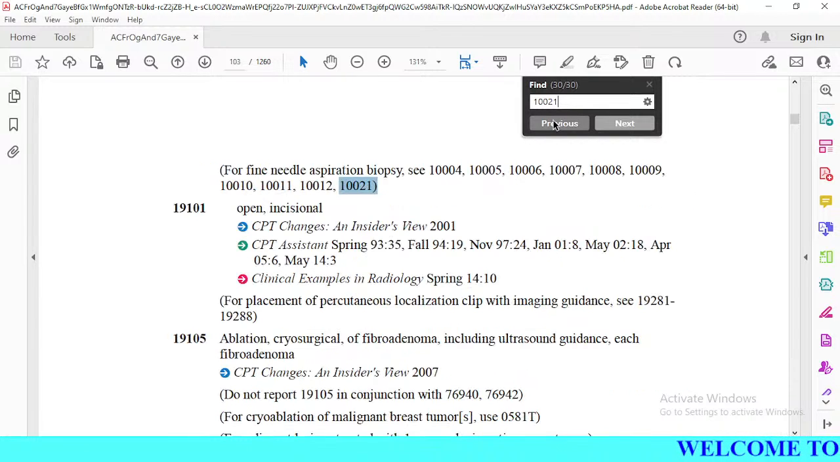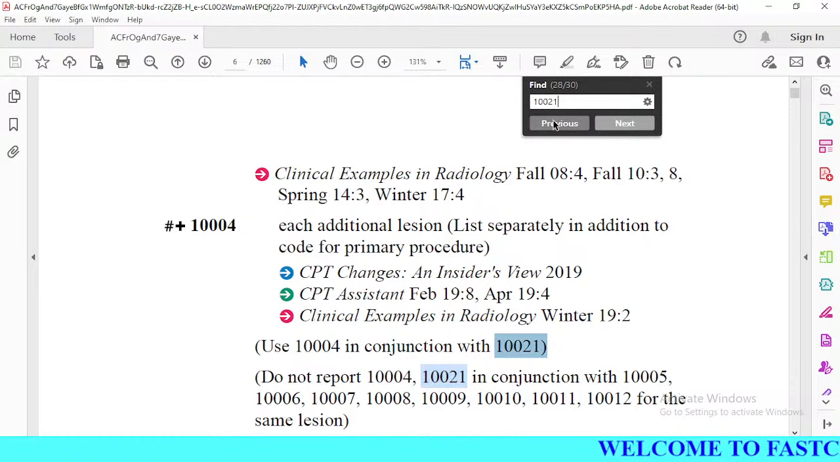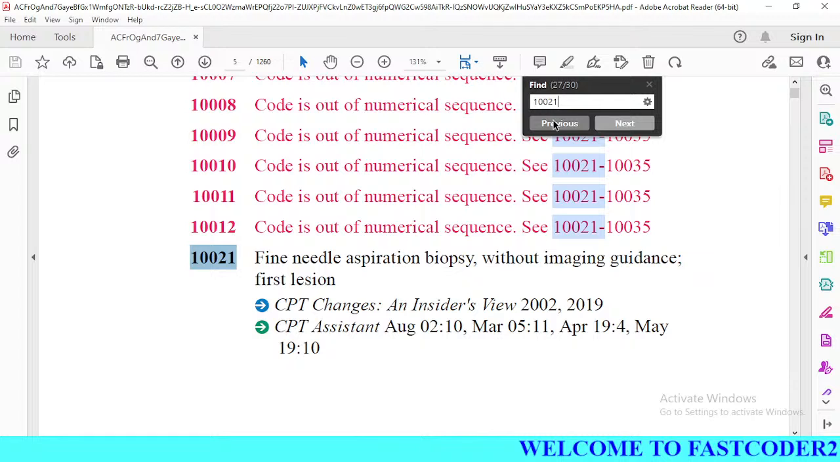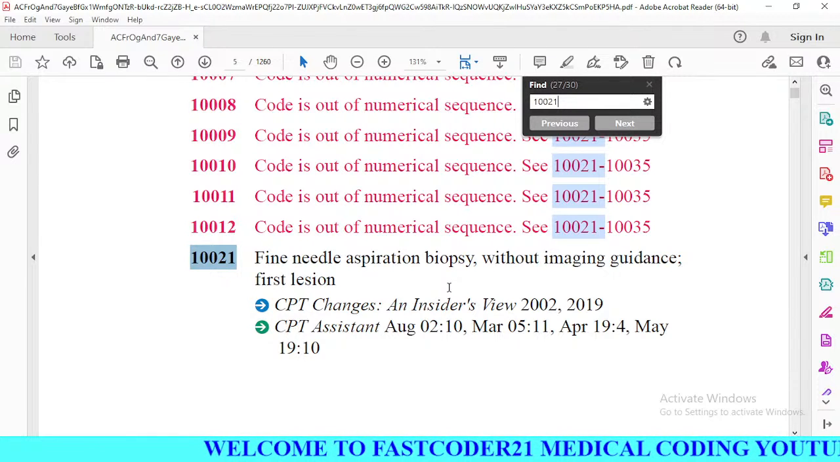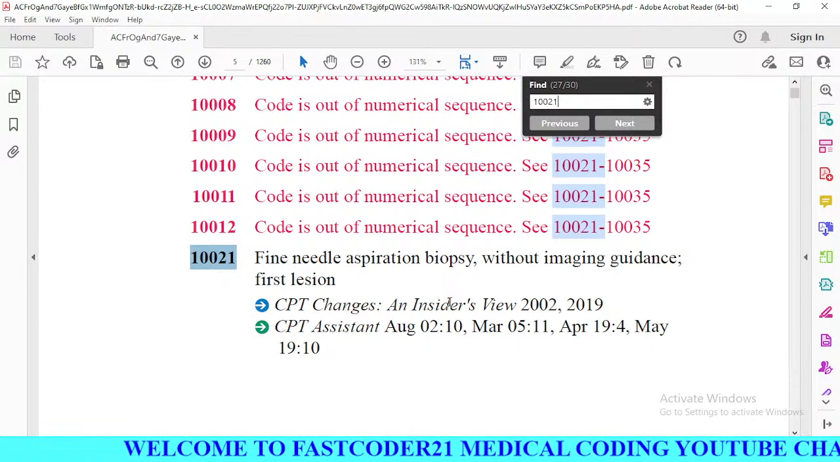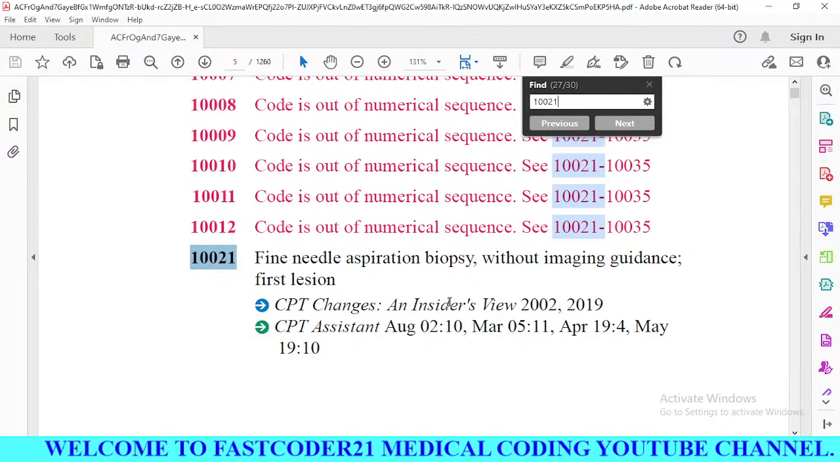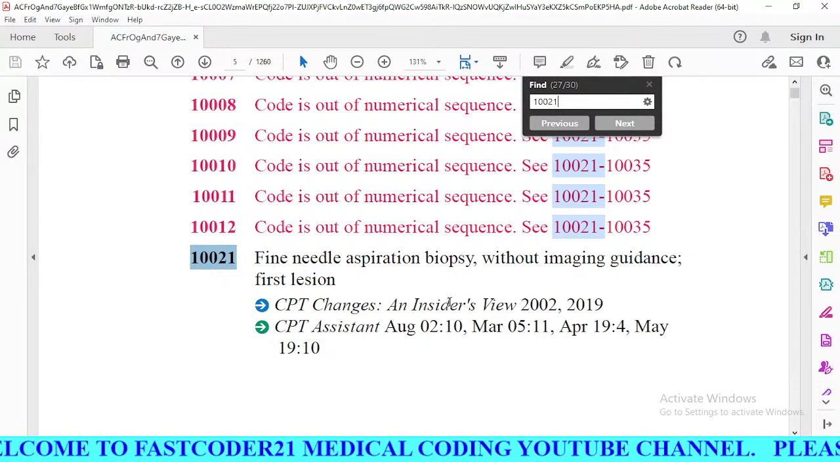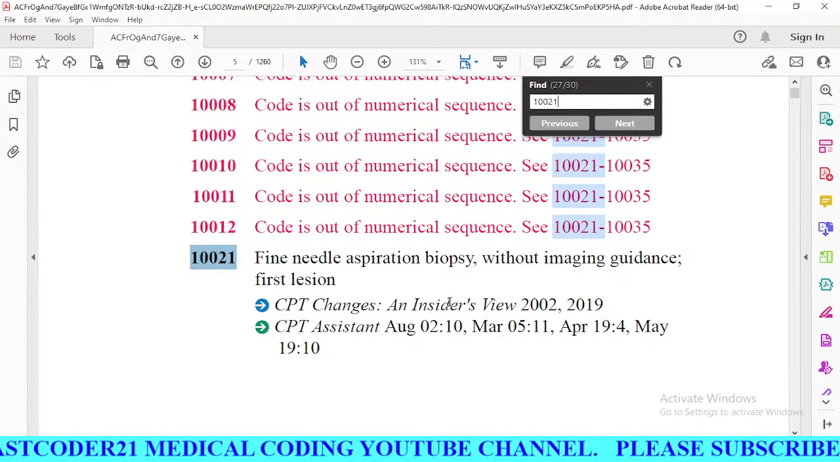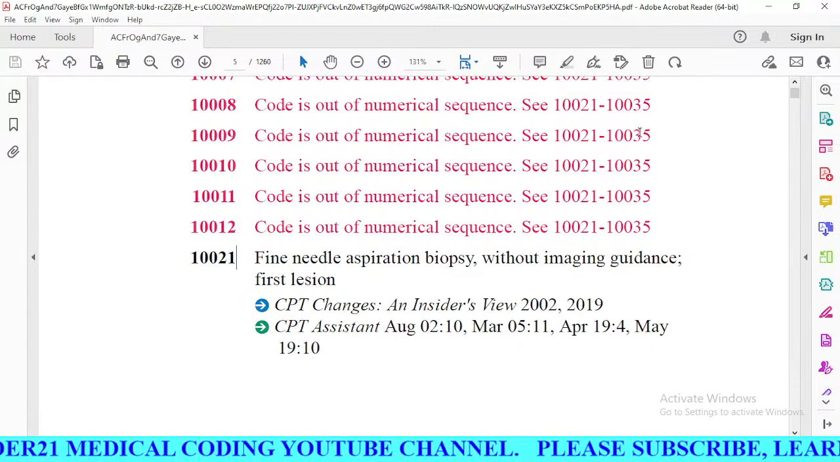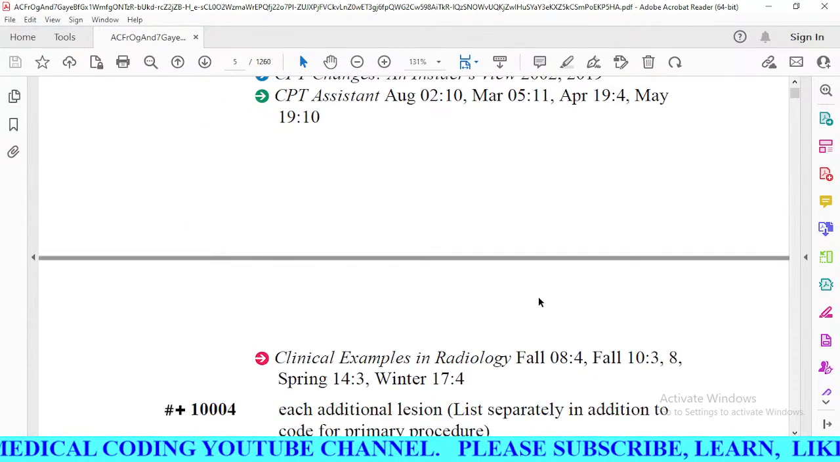So it is also fine needle aspiration biopsy, but a different modality, which is fine needle aspiration biopsy without imaging guidance. See here, this is a very important point we need to understand. Whenever we code fine needle aspirations, we have with imaging guidance and without imaging guidance. This is the code criteria. Based on this imaging guidance, we need to select the answer.